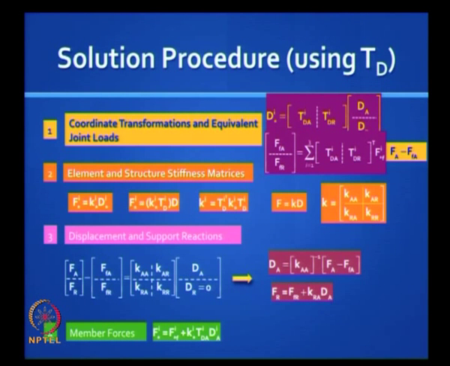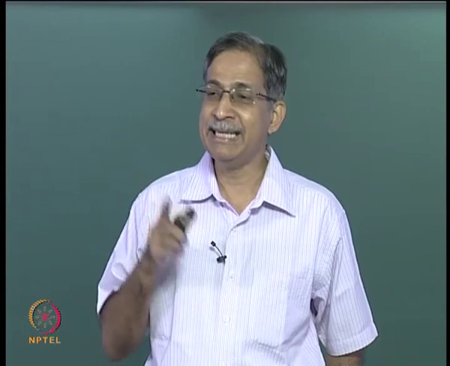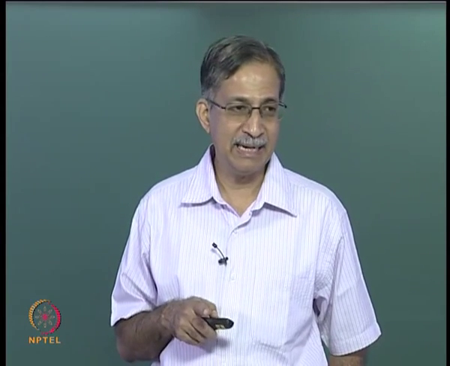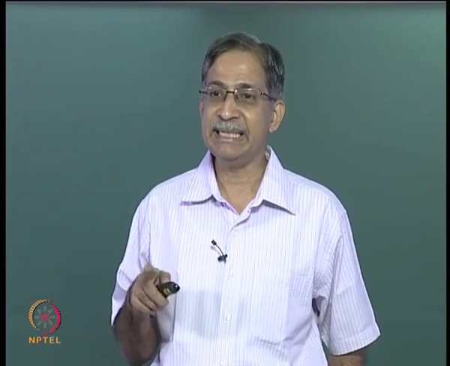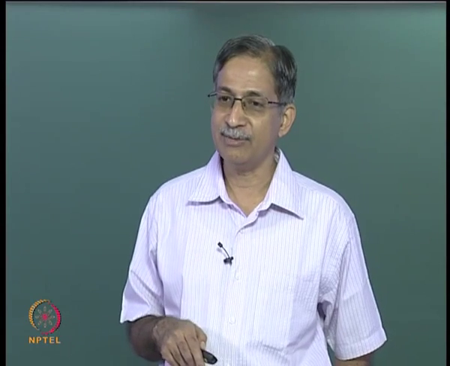The method of analysis is identical to the previous problem, except that here luckily we don't have any support settlements. Also, we are going to use a slightly different technique of generating the stiffness matrix and the fixed end force vector. We will use the TD instead of the TI. I want you to recall the difference between using TD and TI. TD is a displacement transformation matrix.